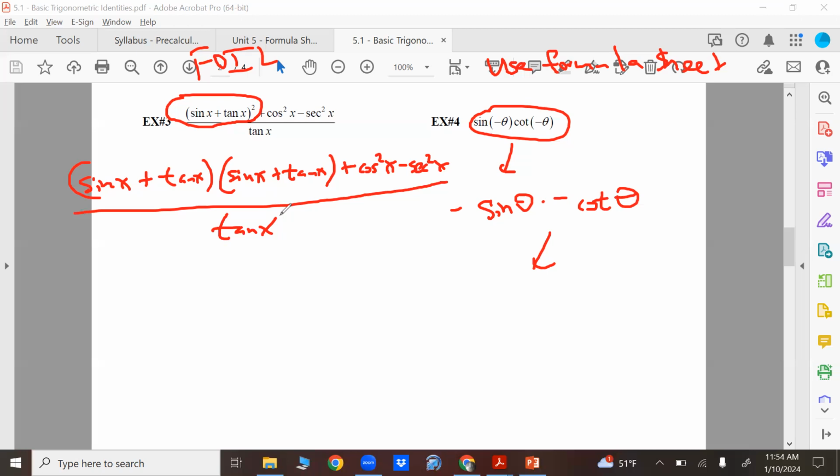That's one of the things that really bugs me. So don't do that, please. Make sure you FOIL. You have no choice. You have to FOIL. So yeah, you FOIL, unless you have another sine x plus tan x in the bottom, I suppose. So go ahead and do that.